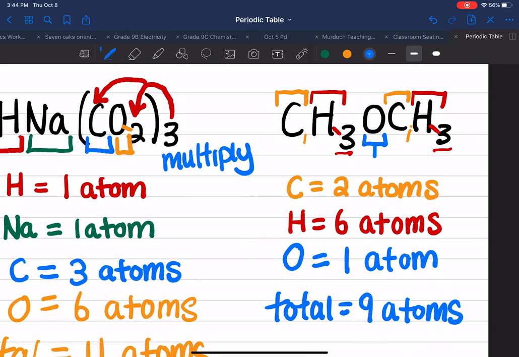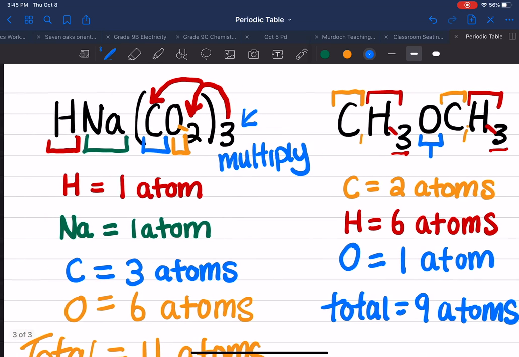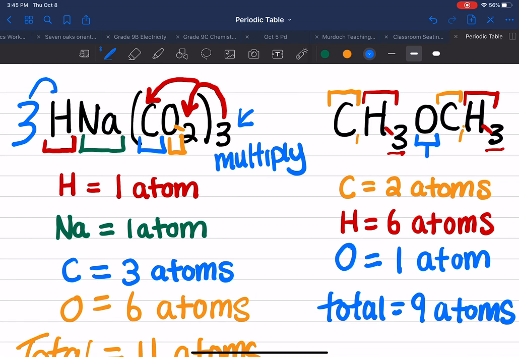So I hope this video clears some of your questions up and shows you when to multiply and when to add. But usually you're multiplying, especially when you have a subscript outside of a bracket, okay? Or when you have a coefficient, you also multiply throughout, okay?